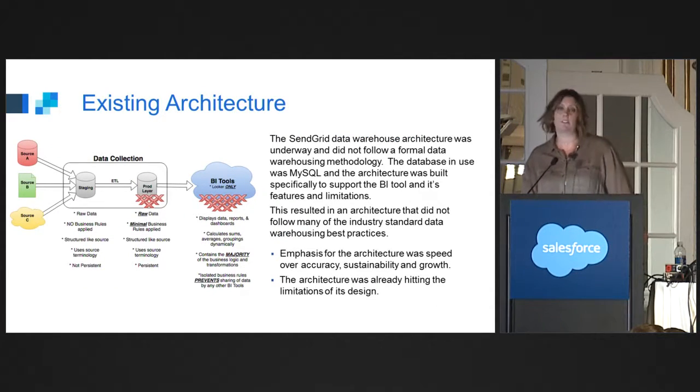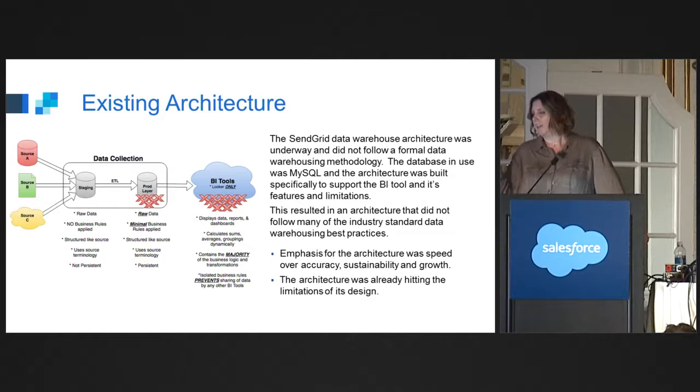When I first got to Sangren about a year ago, there was a data warehouse architecture that was already in play. The database was MySQL, and the architecture that was built did not follow a formal data warehouse methodology. So you can see from the picture here that we had a couple of sources. The data was brought into a staging area. It was raw, without business rules applied, but using source terminology, but it was not persistent.